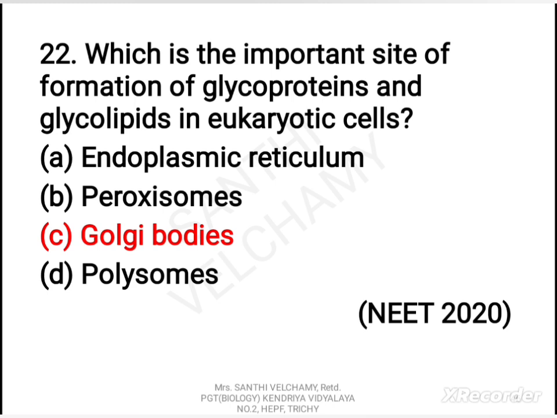Proteins synthesized by the rough endoplasmic reticulum and lipids synthesized by the smooth endoplasmic reticulum reach the cisternae of the Golgi apparatus. Here they are combined with carbohydrates to form glycoproteins and glycolipids.